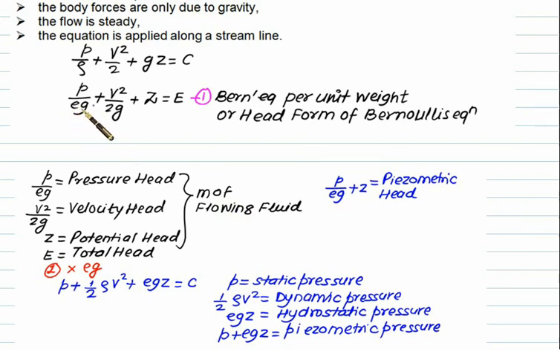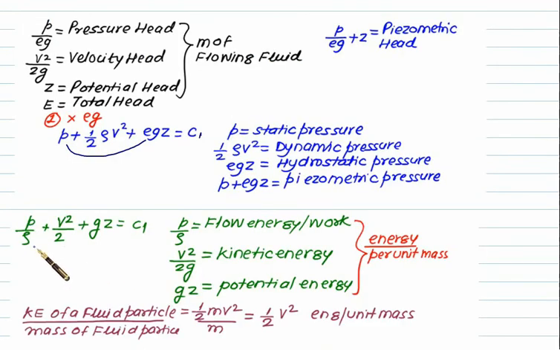If we multiply each and every term by rho g, this equation can be written as P plus 1 by 2 rho v square plus rho g z equal to another constant, C1. This time P is called the static pressure, 1 by 2 rho v square is called the dynamic pressure, and we are familiar with rho gz, which is called the hydrostatic pressure. The sum of the static pressure and the hydrostatic pressure is given another name, piezometric pressure. Here P by rho is called the flow energy or flow work, v square by 2 is called the kinetic energy and gz is called the potential energy. But all these energies are per unit mass.